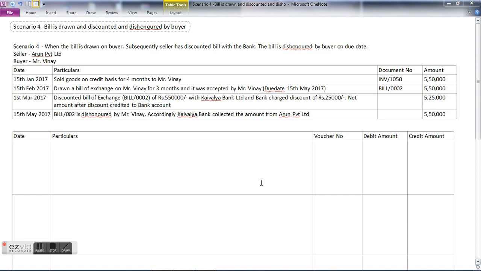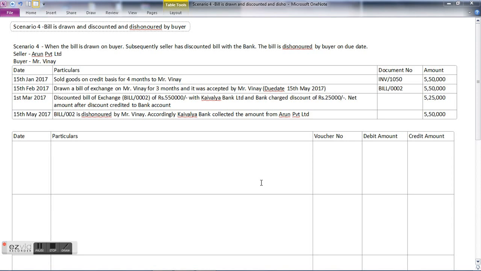On 15 Jan 2017, sold goods on credit basis for 4 months to Mr. Vinay. Invoice number is 1050, amount 5,50,000. On 15th Feb 2017, drawn a bill of exchange on Mr. Vinay for 3 months, and it was accepted by Mr. Vinay. Due date is 15th May 2017. Bill is 0002. Amount is 5,50,000.